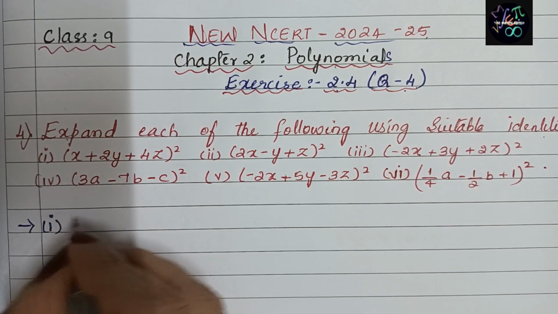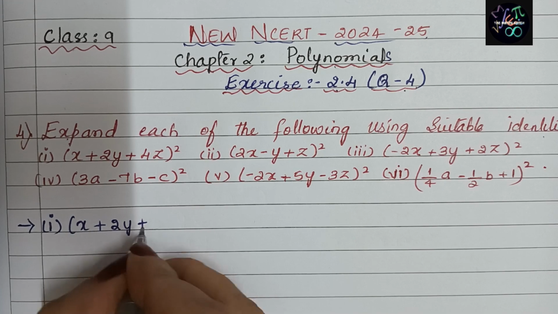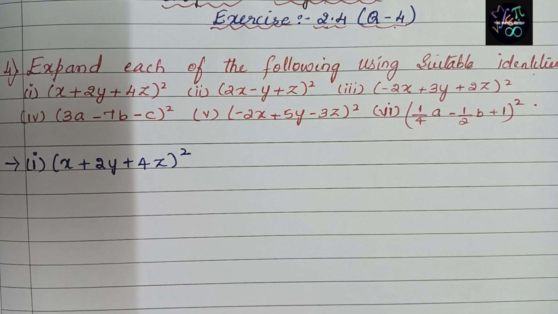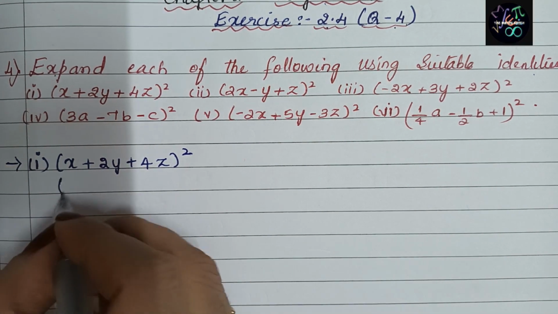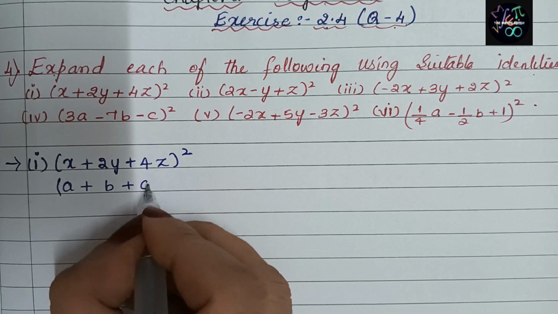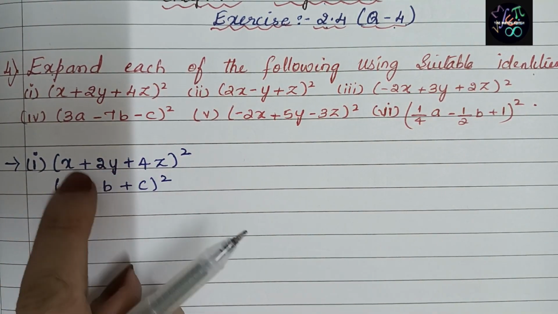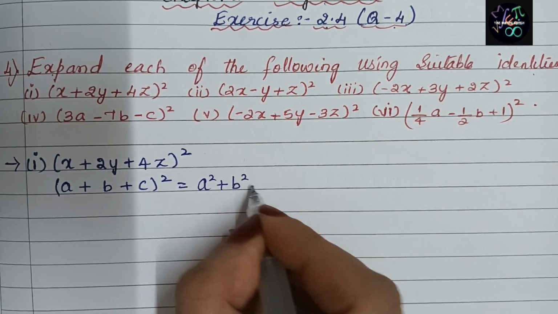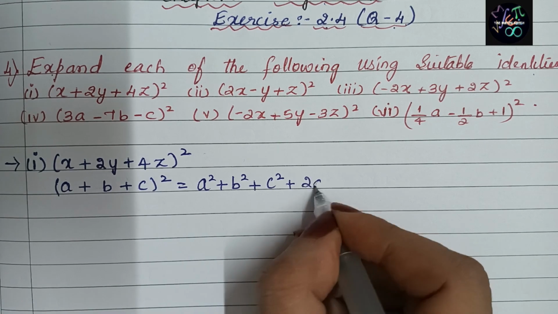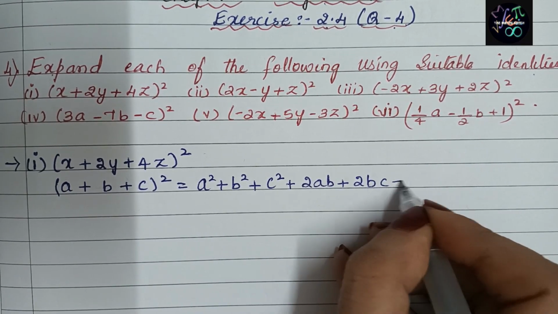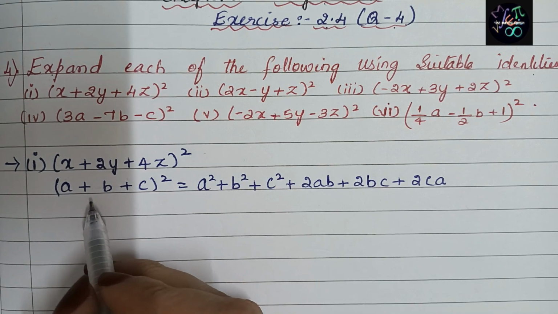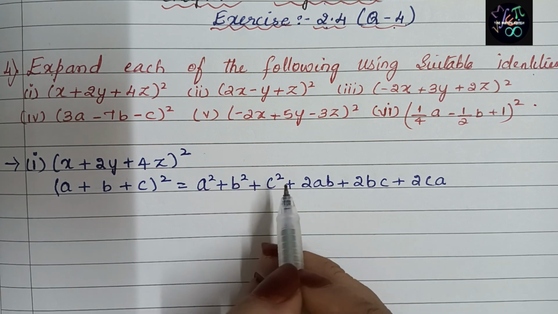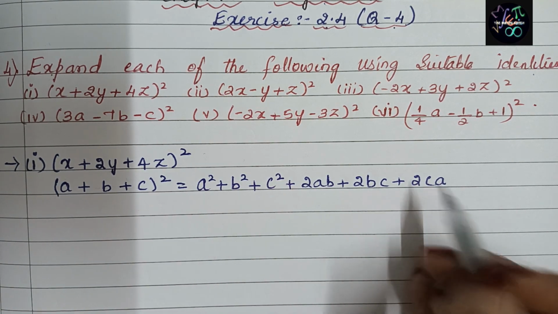First one, (x + 2y + 4z) whole square. Using suitable identities, they have told. So we will use a suitable identity. We know that this is of the form (a + b + c) whole square, and the formula is a square plus b square plus c square plus 2ab plus 2bc plus 2ca. The same formula in the form of x, y, z: (x + y + z) whole square is equal to x square plus y square plus z square plus 2xy plus 2yz plus 2zx.